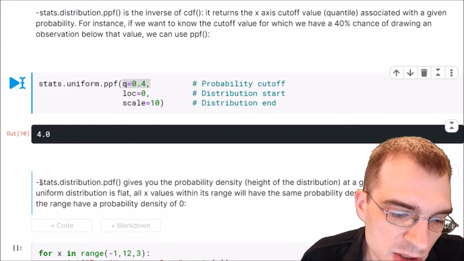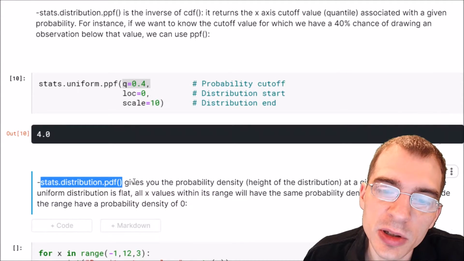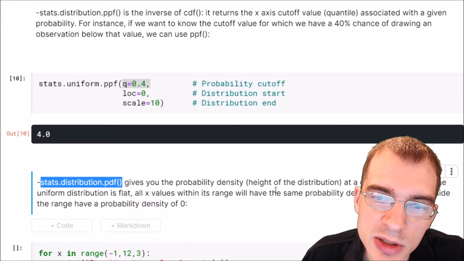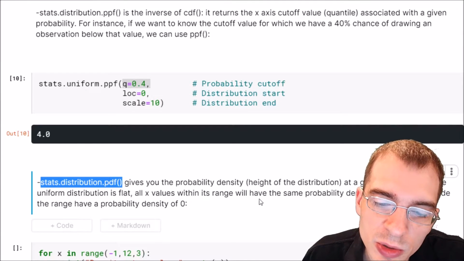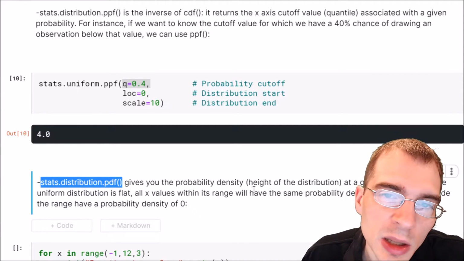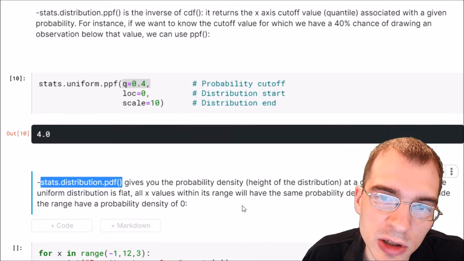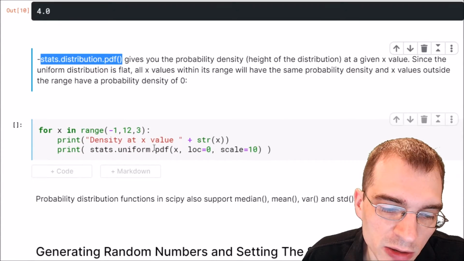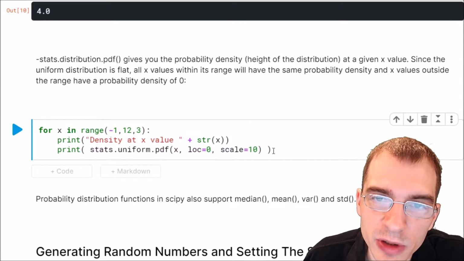Finally, the stats.distribution.pdf function gives you the actual probability density, which is the height of the distribution at any given x value. Now, since the uniform distribution is flat, all x values within the range of the distribution are going to have the same probability density. But x values outside of that range will have a probability density of 0 because they never occur. So to illustrate, we'll just make a little for loop here going from -1 up to 11 and print the density at each of those different x values.